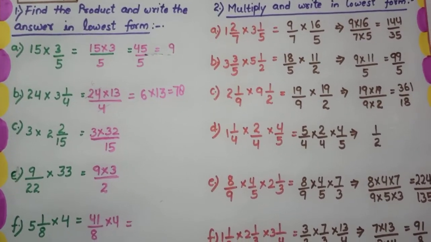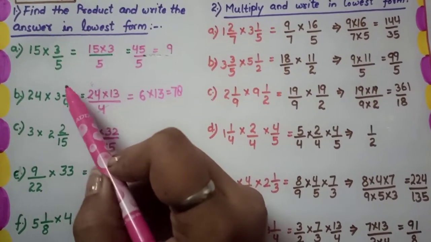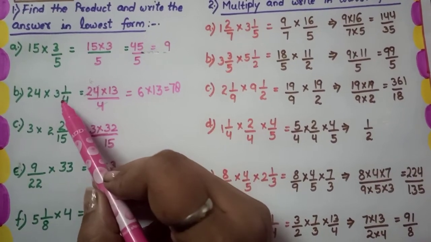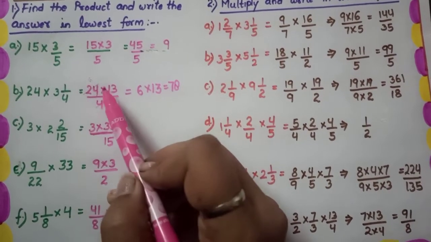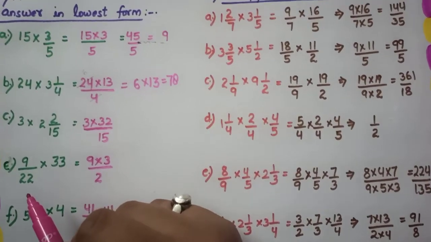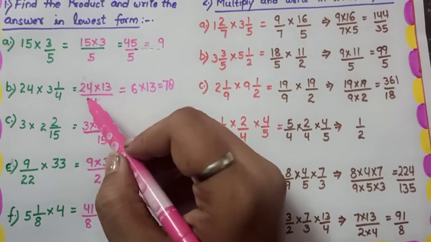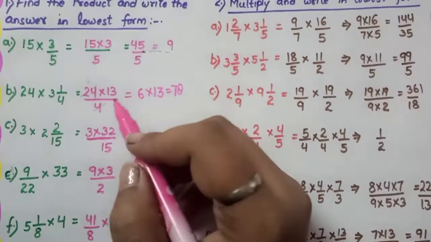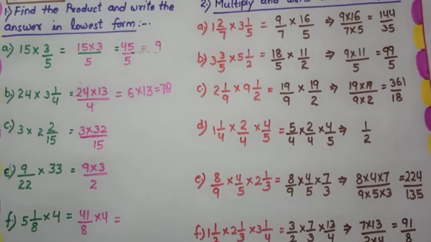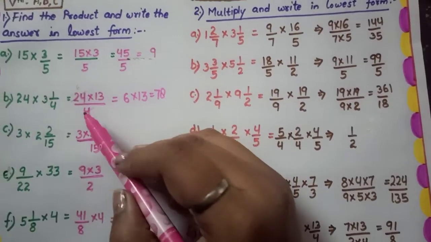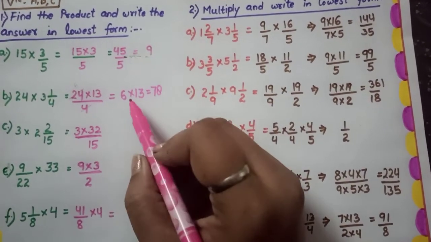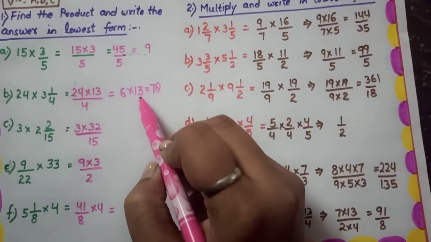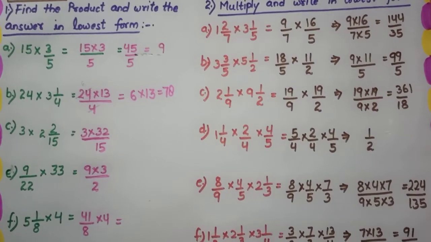Let me explain it once again. First of all, we need to convert this mixed fraction to an improper fraction, and after converting we will get 4 3s are 12 plus 1, 13 upon 4, right? Then we need to just check if we can divide any numerator with a denominator. So yes, I can divide this 24 by this 4. 4 6s are 24. Then we will just multiply this 6 and this 13. 6 into 13 will give us 78.